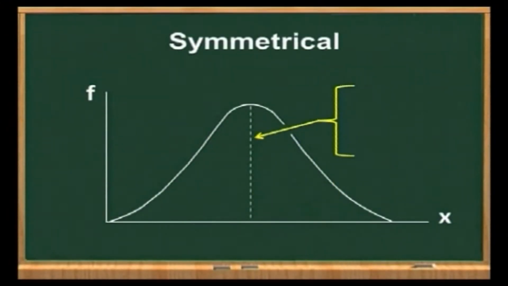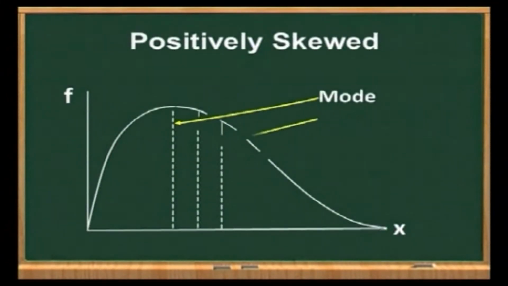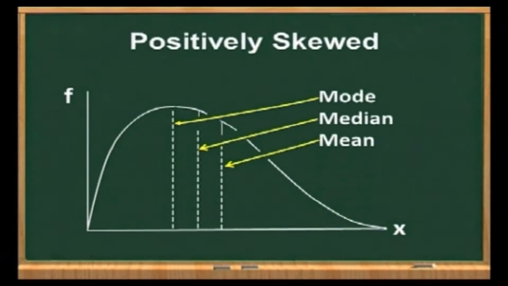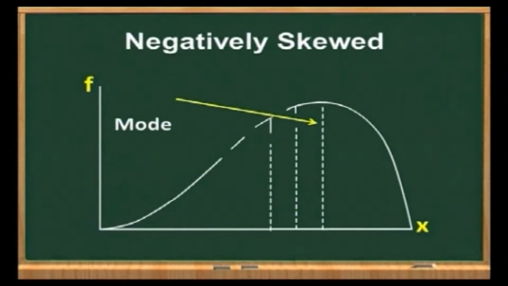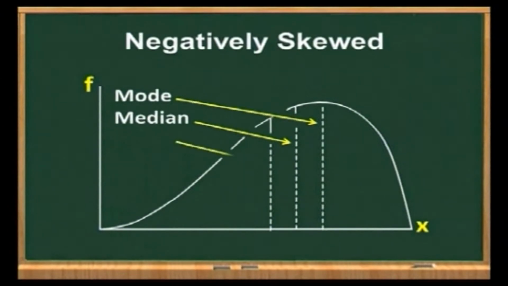For any symmetrical distribution, the mean, median and mode all coincide in value. For a positively skewed distribution, the mean is always larger than the median. For a negatively skewed distribution, the mean is always smaller than the median. As compared with mean, mode is affected to a great extent by fluctuations of sampling.